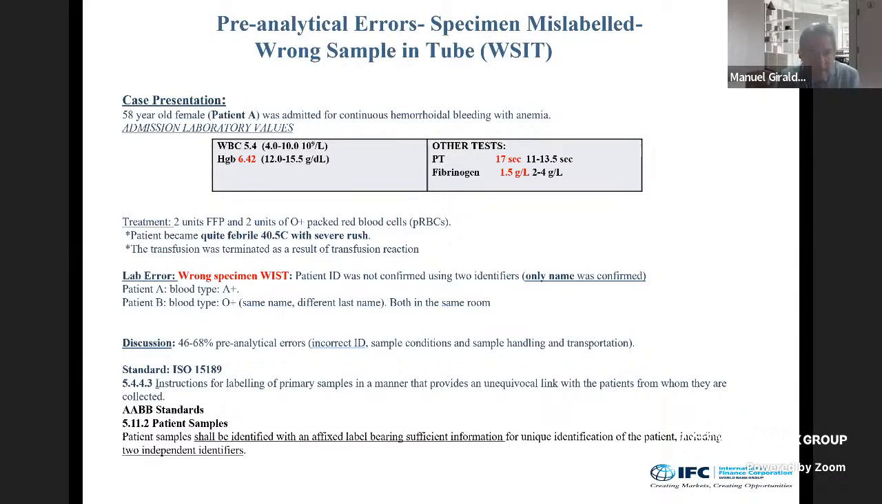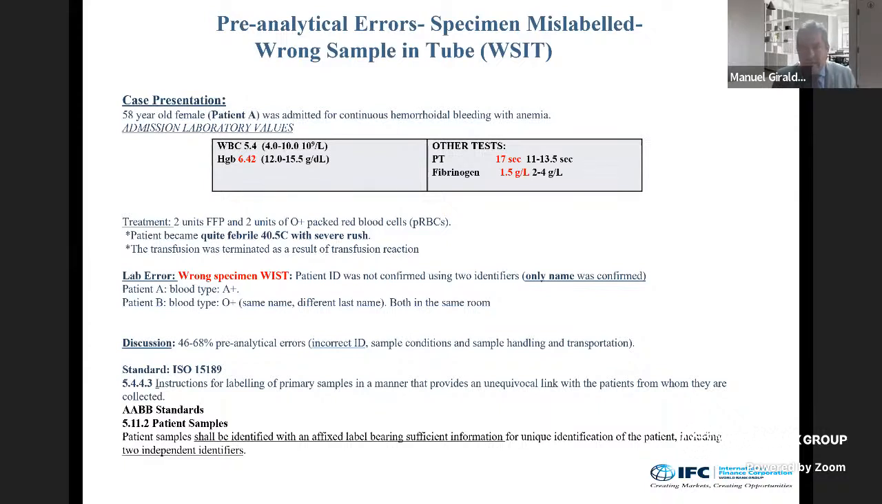So the bottom line of this is that 50 to 70% of the errors happen in the pre-analytical stage. Many of those are related to incorrect ID, sample conditions, sample handling, or transportation. And there are 2 standards that I want to bring to your attention. One is ISO 15189, which is almost the mother of all the standards in lab medicine. It says you need to label those samples in an unequivocal way, in a way that is unique for that patient, right?